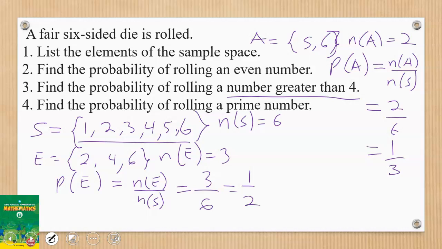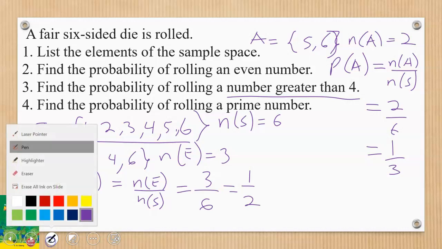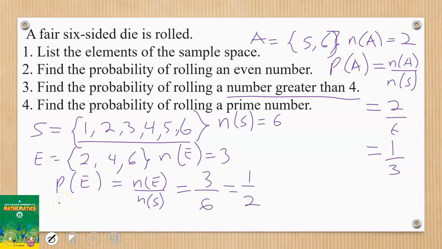Then the last question says, what would be the probability of rolling a prime number? A prime number.